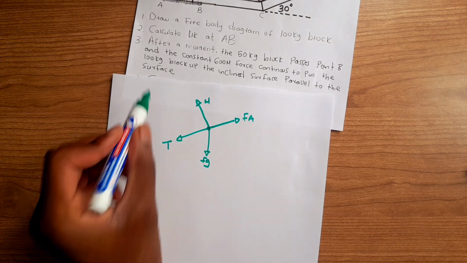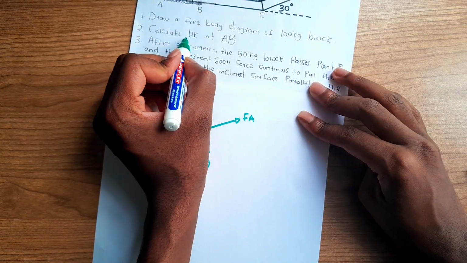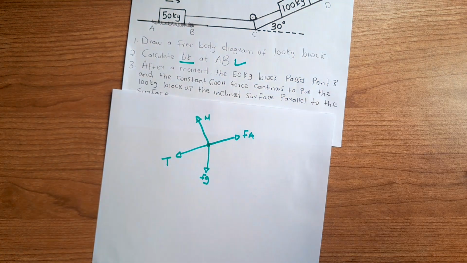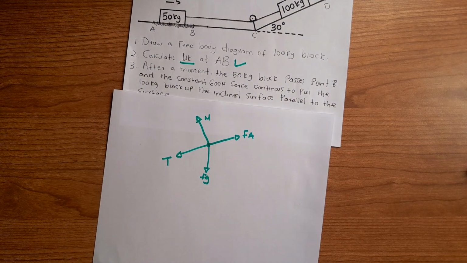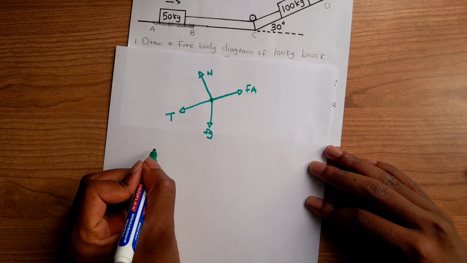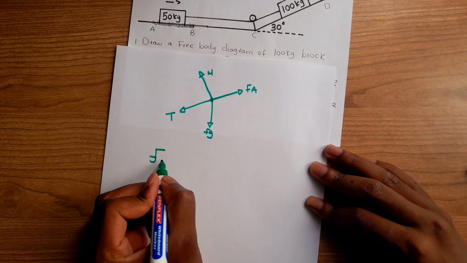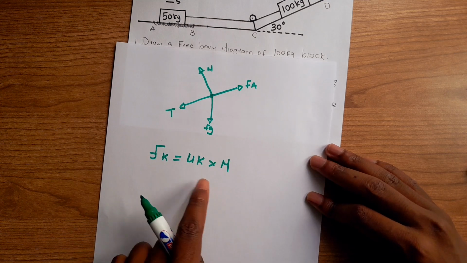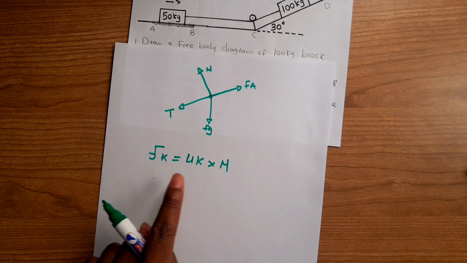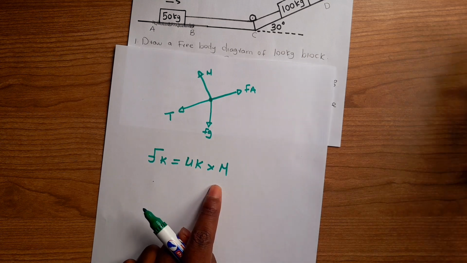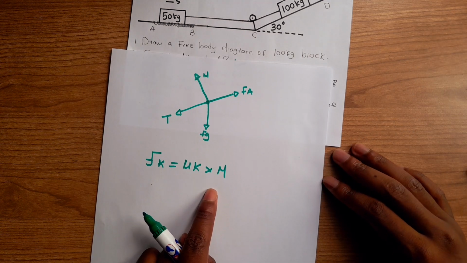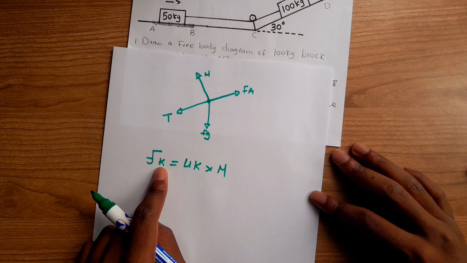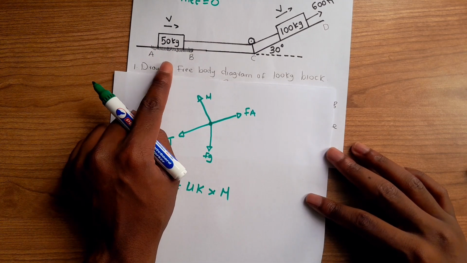The second question says calculate the coefficient of kinetic friction at AB, right? Well, we know that is identified by a formula. This is the formula that we use: kinetic friction equals the coefficient of kinetic friction times the normal force. Well, what is the frictional force at this point AB?